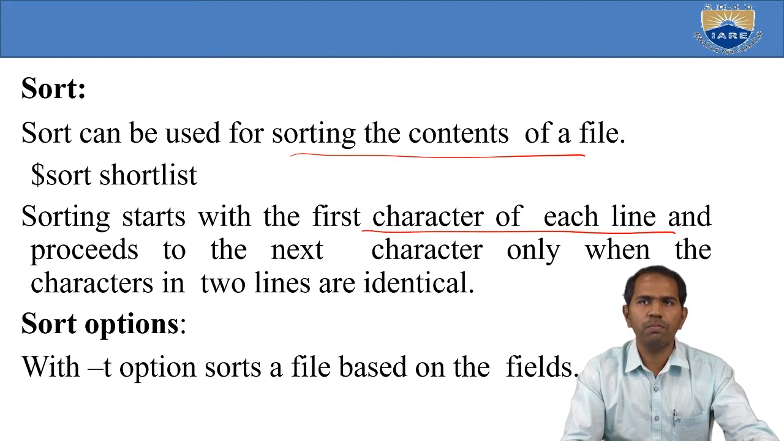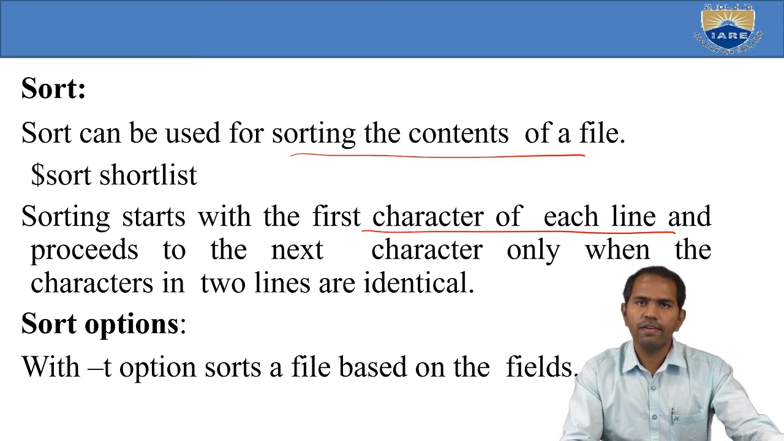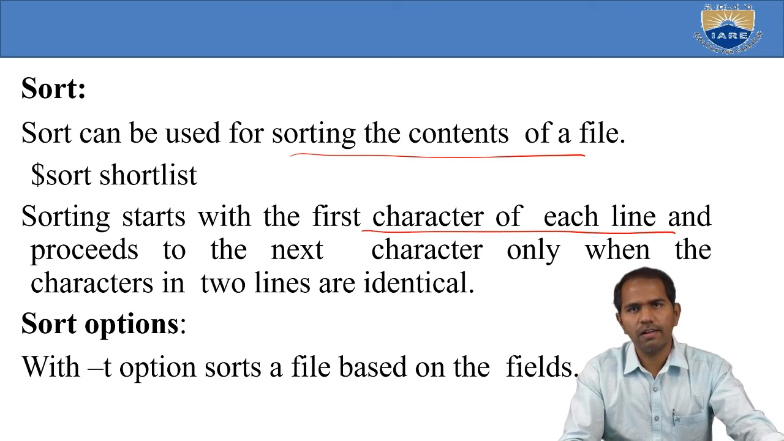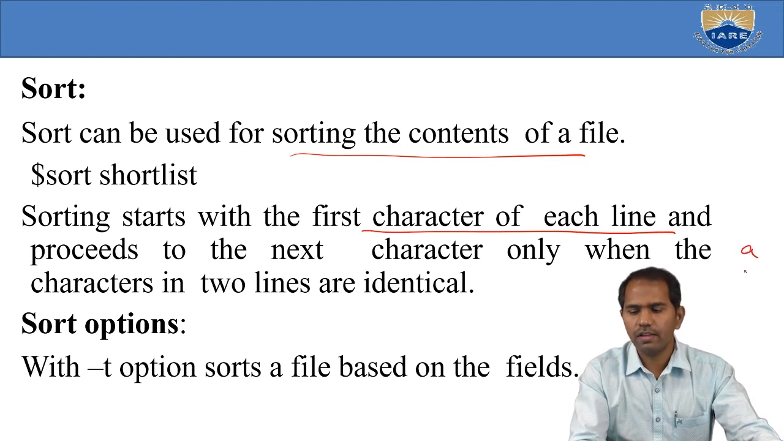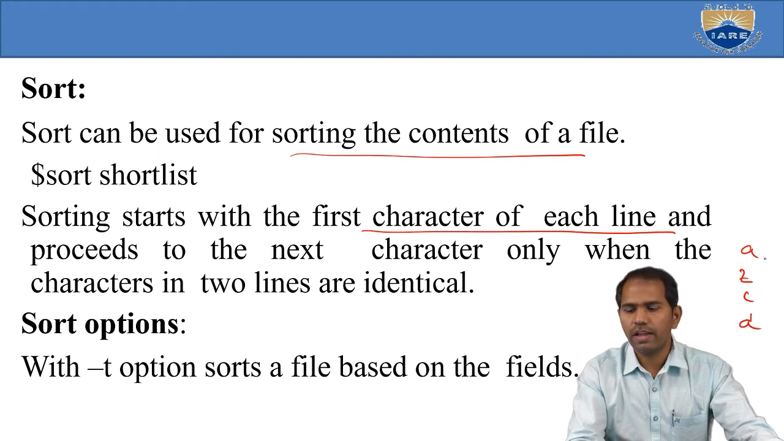It takes each line and proceeds to the next character only when the characters in two lines are identical. If two lines have the same character, it further checks the next character. Otherwise, it matches on the first character only. For example, we have 10 lines, A, Z, C, D like that. The first characters are A, B, C, Z, C, X, and then C, A, B. Next D, E, F like this.